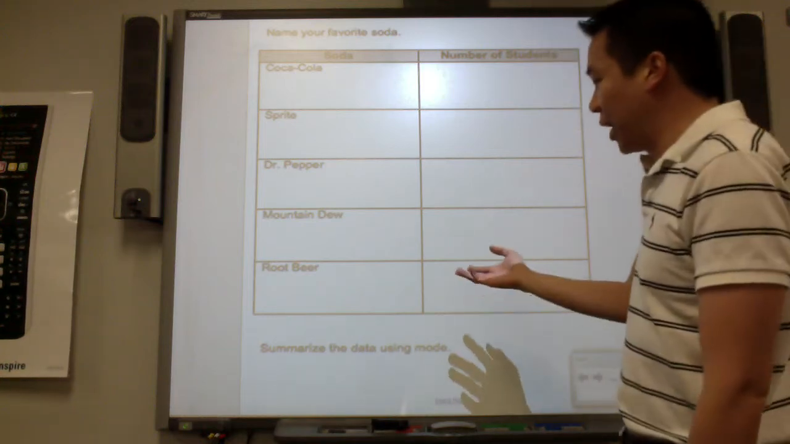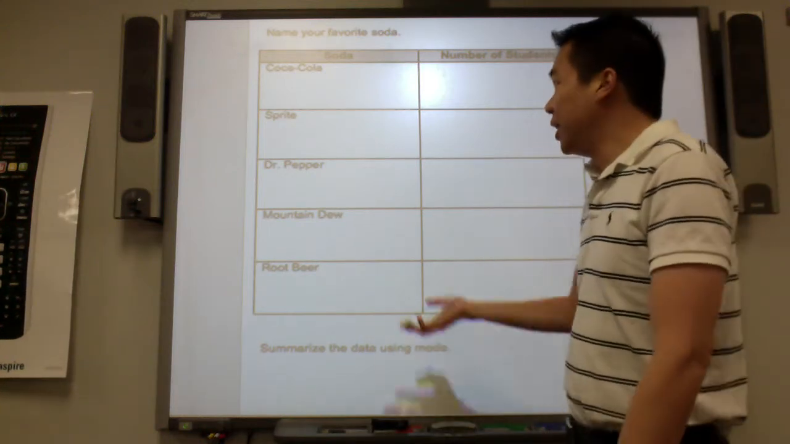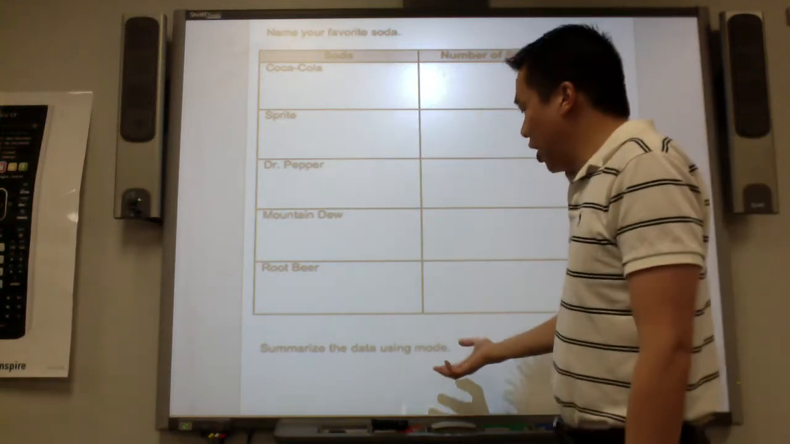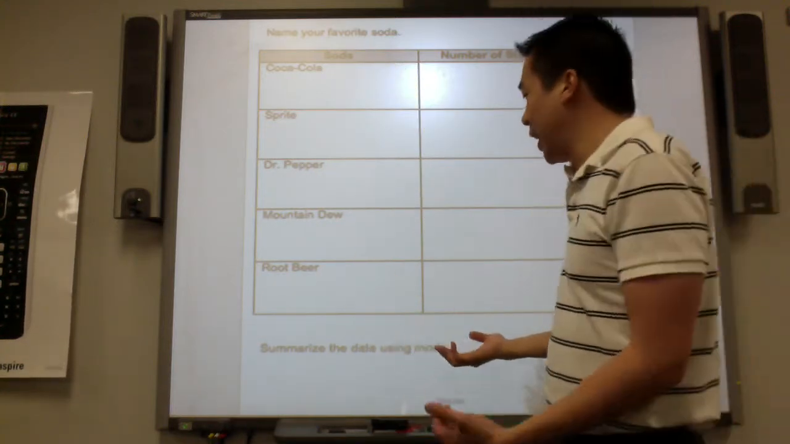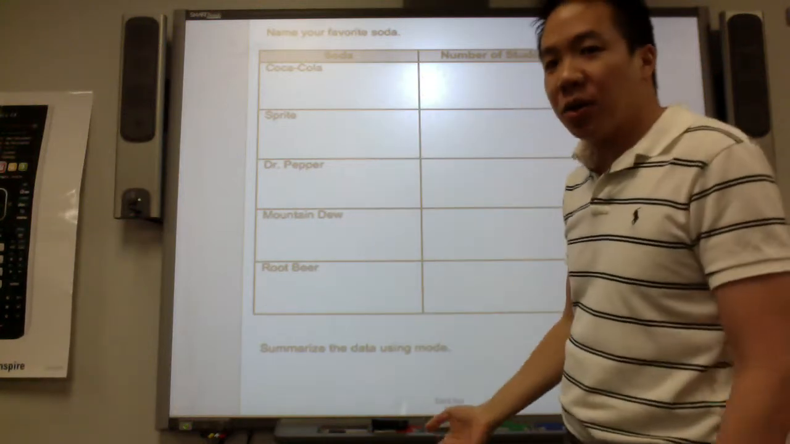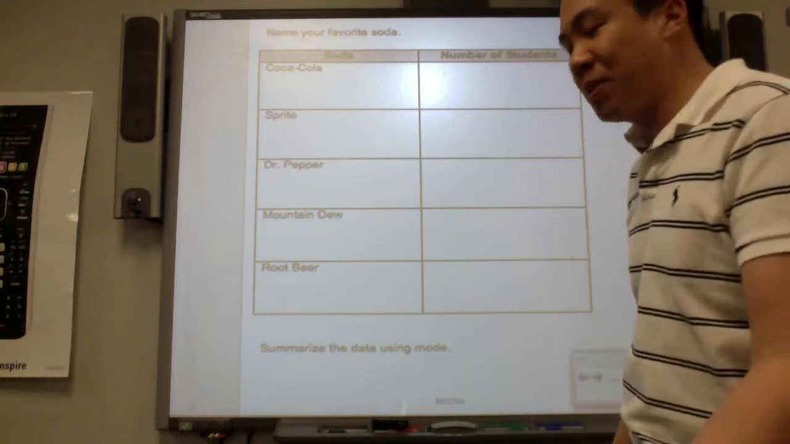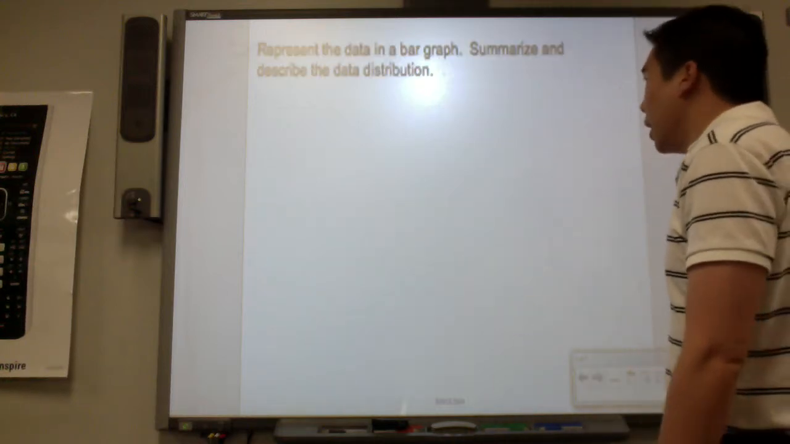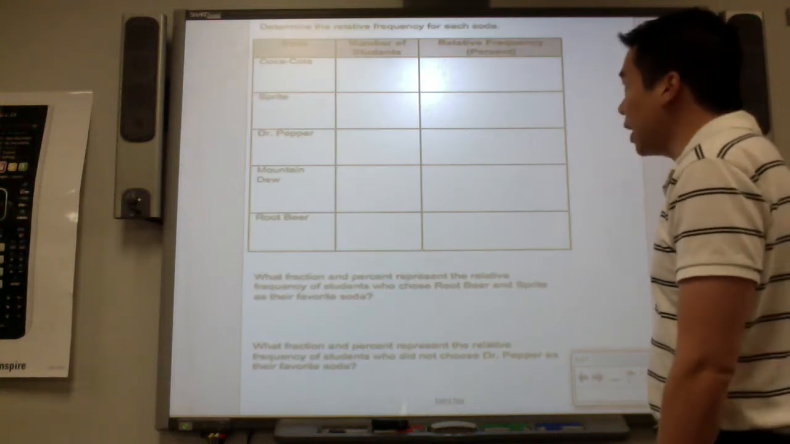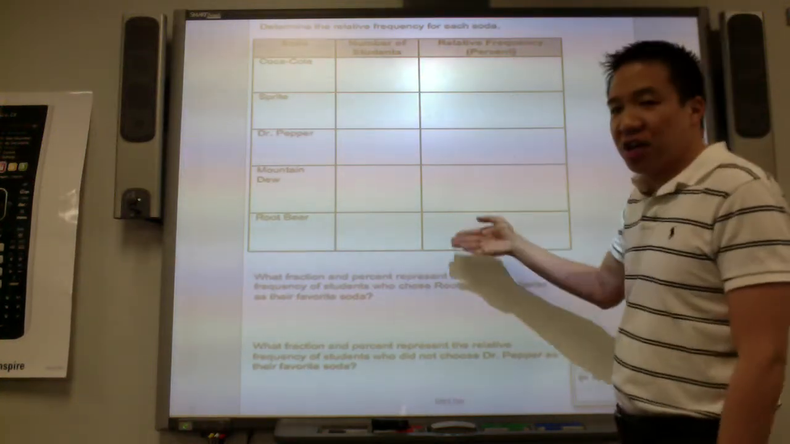And then we would summarize the data using mode. Did you know Coca-Cola is the number one soda in the United States? So in this classroom, I do expect that most people would choose this one. So that would be the mode. That's the most frequent, the most repeated number. Then you would create a little bar graph.